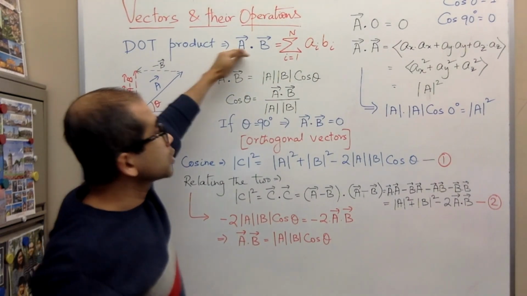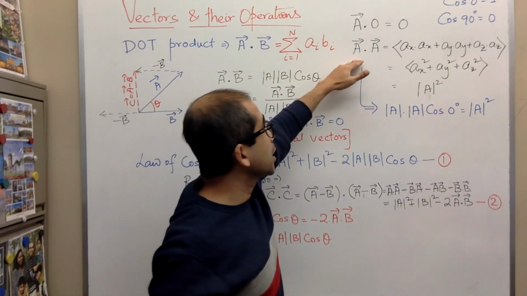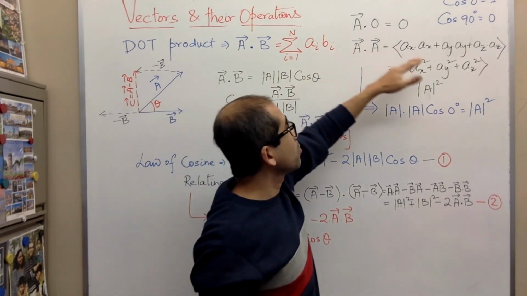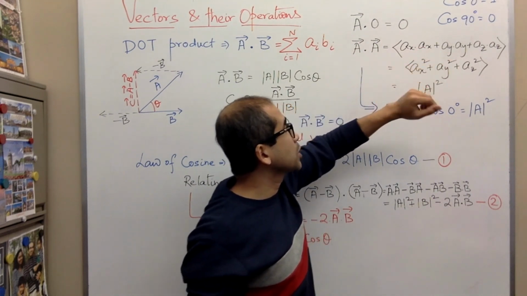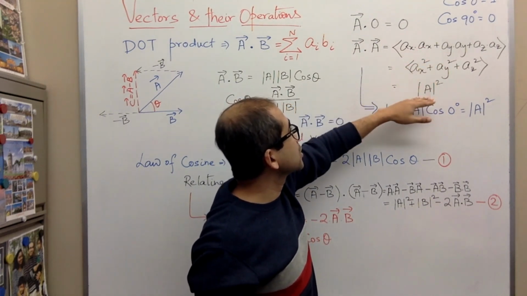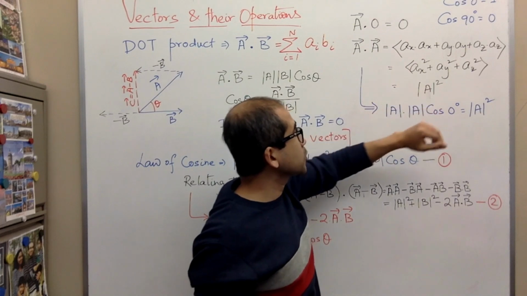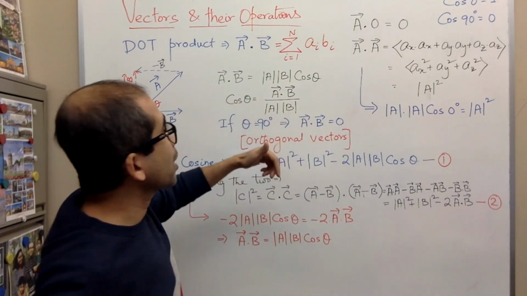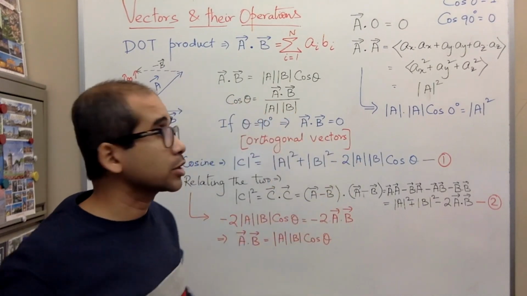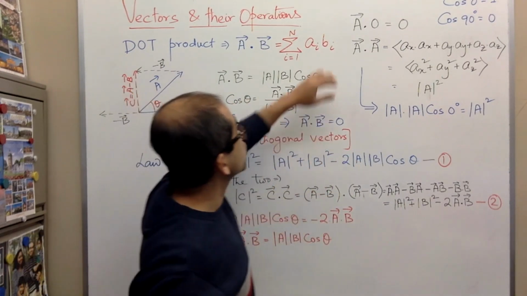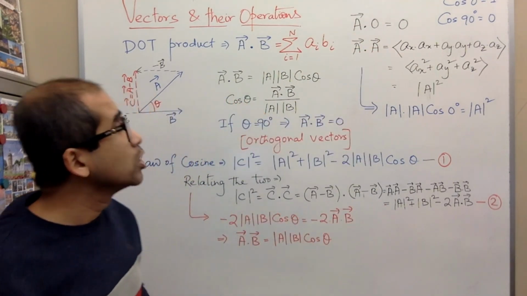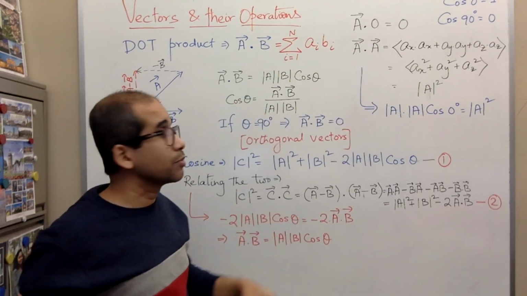Okay, so we have done A dot A here. You see two vectors which are exactly the same. So we multiply AX with AX, AY with AY, and we find that this is nothing but mod A square. That means mod A means the magnitude of A, and the square of it. As we know, the dot product produces a scalar quantity. So A dot 0 will be 0, because for the zero vector, all components are 0. If you multiply something with 0, it will become 0.